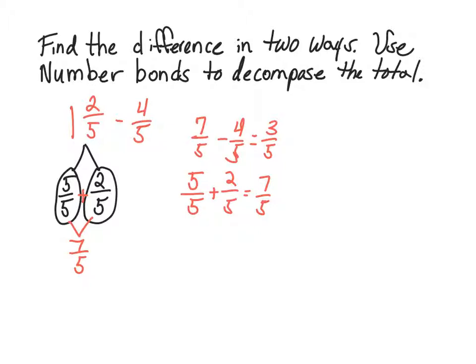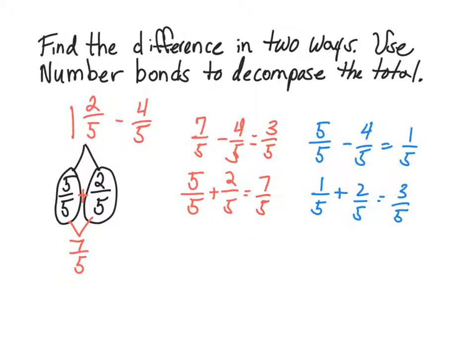Another way we can do this is taking 5/5, that whole, and subtracting it with the 4/5 because that's what we had in the original problem, was 4/5. And then once we get that, we get 1/5. And then we can take that 1/5 and add it to the fraction that was left with the whole right there, because we haven't used that yet. And what we get here is 3/5, just like we got here and here.